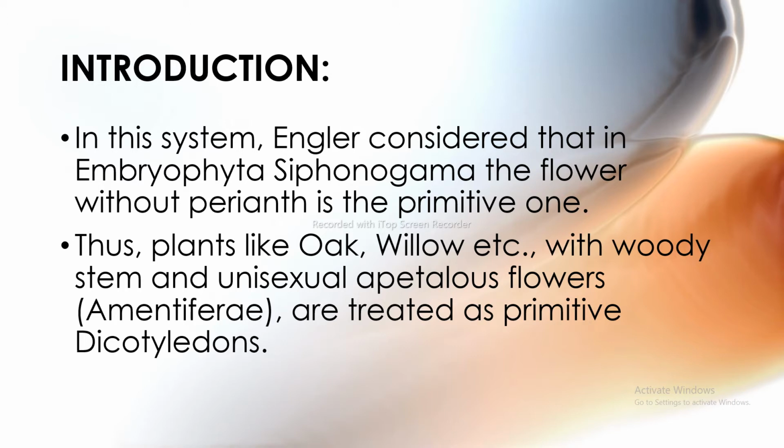In this system, Engler considered that in Embryophyta Siphonogama, the flower without perianth is the primitive one. Thus, plants like oak, willow, etc., with woody stem and unisexual apetalous flowers, for example Amentiferae, are treated as primitive dicotyledons.